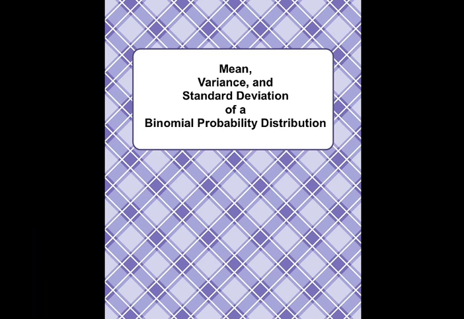In our third lesson, we're going to look again at the binomial probability distribution, and this time we're going to look at some nice, easy ways for finding the mean, the variance, and the standard deviation in a given binomial probability distribution.